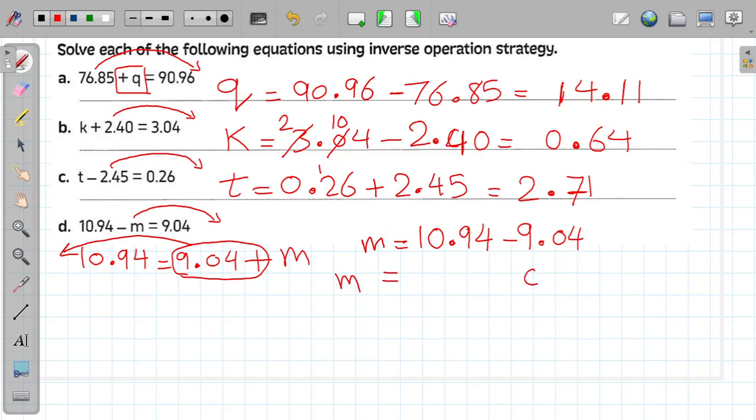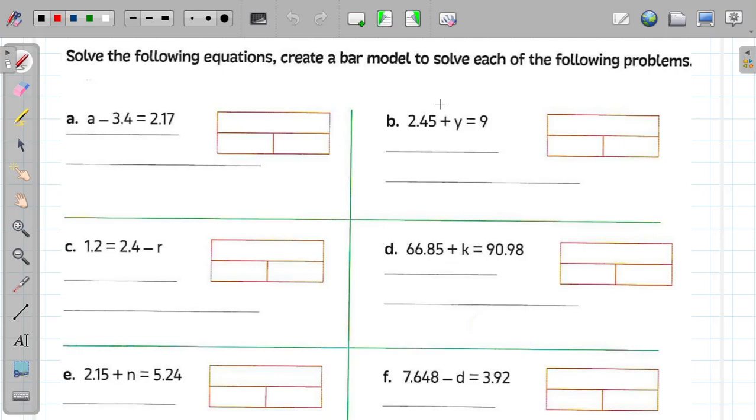4 minus 4 equals 0, 9 minus 0 equals 9, and I will write the decimal point, and 10 minus 9 equals 1, so the value of m is 1 and 90 hundredths, or 1 and 9 tenths. Okay, next I wanted to use the bar model to solve each of the following problems.